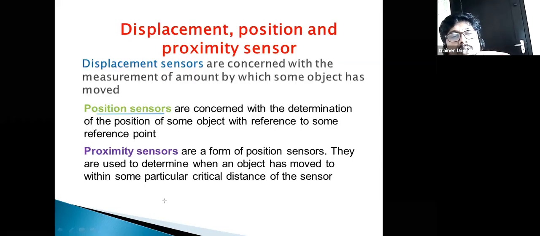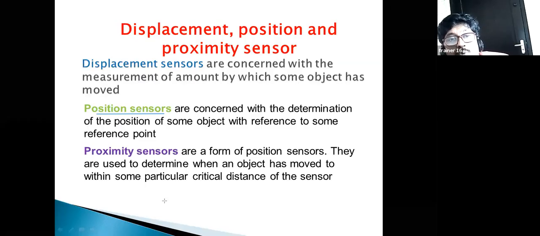The next here, proximity sensors are of two types. One is contact type and the other one is non-contact type. Contact type means when you push the button, when you have to switch on, that is the button. Some switches are there without external force, automatically it is on and off. Those are called non-contact type of sensors. That means non-contact type of switches.